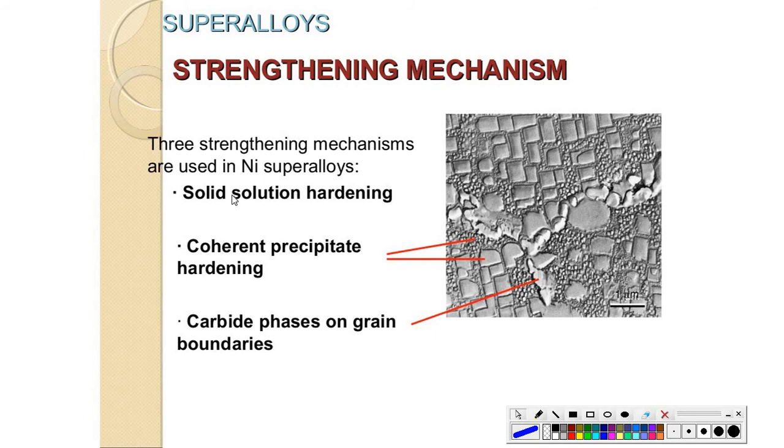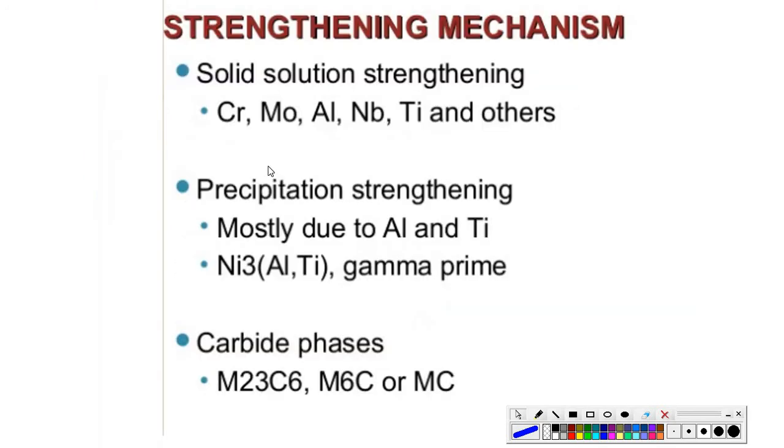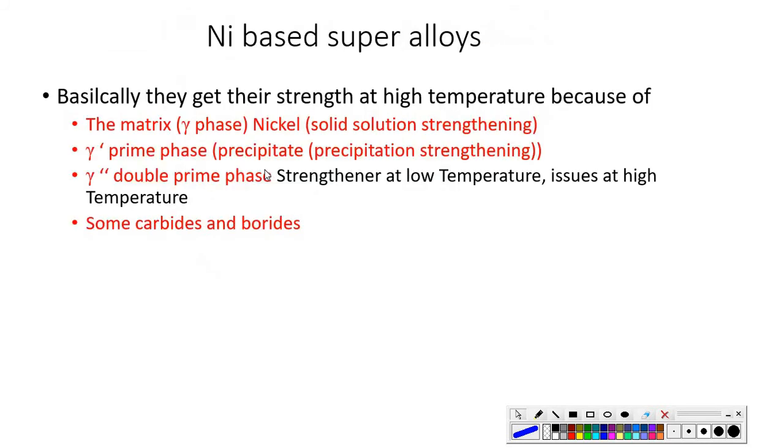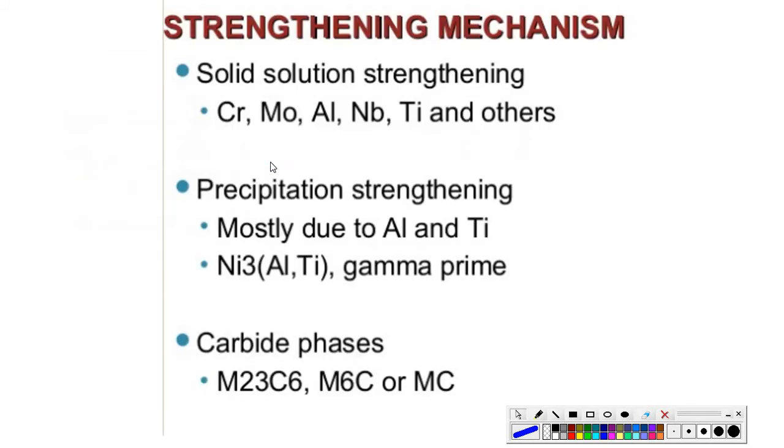That is explained with these three terms. The first reason for the higher strength at higher temperature is solid solution hardening, the second strengthening mechanism is the precipitation of intermetallic compounds, and the third reason for higher strength at a higher temperature is the formation of carbides. So these are the three reasons for the very high strength of nickel-based superalloys at a higher temperature. Before that, I will explain these three terms: solid solution strengthening, precipitation strengthening, and carbide phase strengthening.